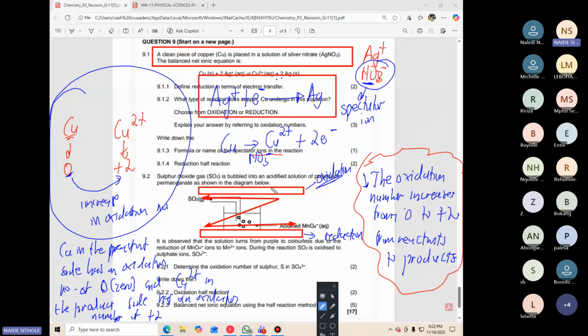So this was for 9.1.4. Sorry for being all over the place. The NO3 minus here being a spectator ion, that's the answer for 9.1.3. And then obviously here we said oxidation, right? And that was the explanation for 9.1.2. So we had selected oxidation. Okay, so I believe we are fine with that one.